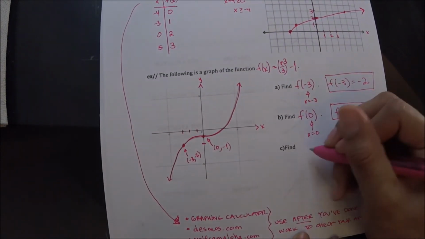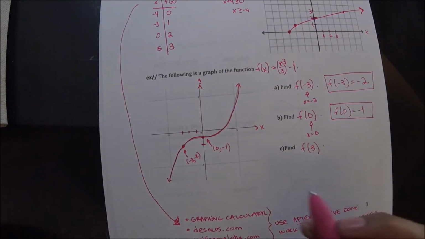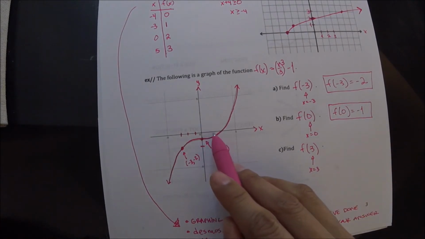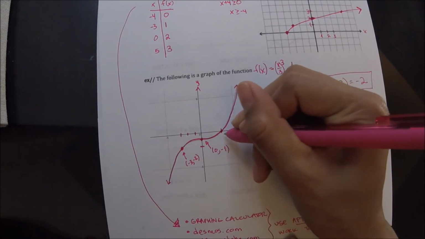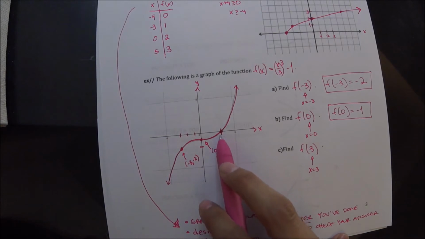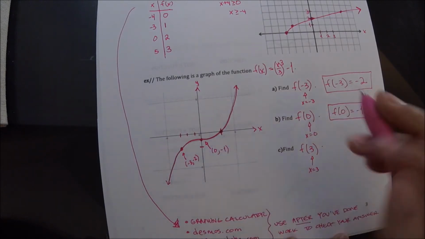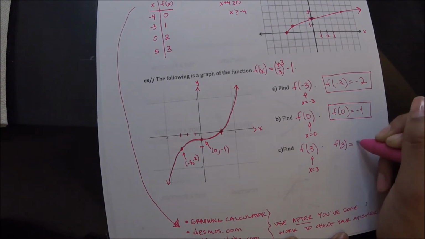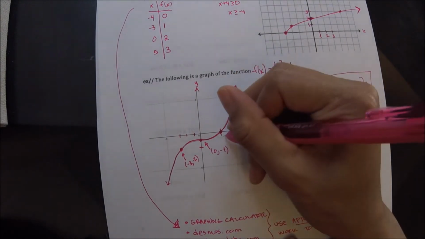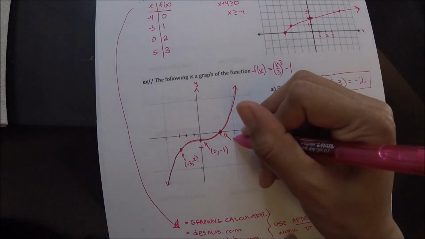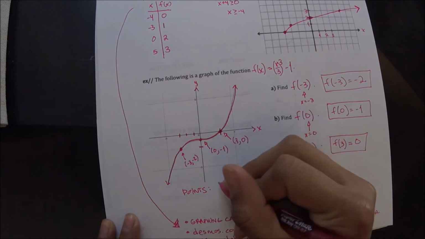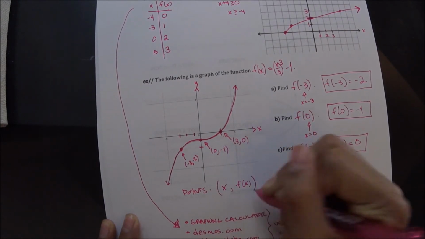And then part C, let's find f of 3. So we need to go to where x is equal to 3. So 1, 2, 3, and that's right here. So when x is 3, the y value vertically up and down is 0. So f of 3 equals 0. Because remember, y is the same thing as f of x. So we have the point 3, 0. So all the points are in the form x, comma, f of x.